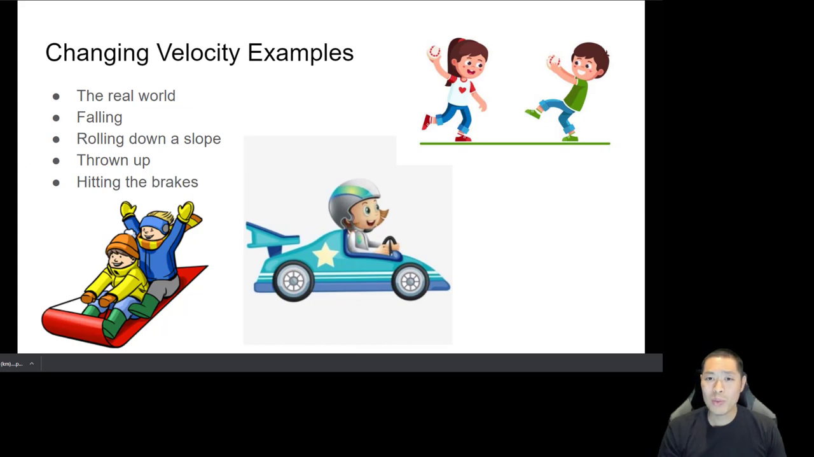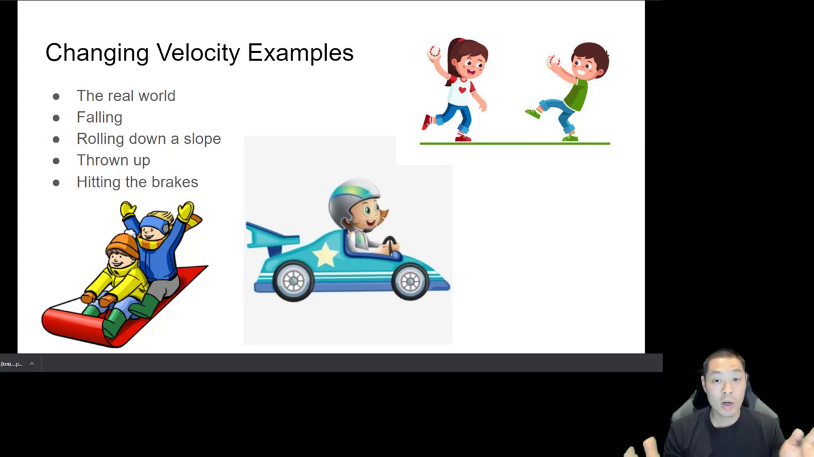But like I said, in the real world, everything's changing velocity. We have an imbalance of forces. When you see something falling, that means gravity's winning. So we have acceleration of gravity. Rolling down the slope, same thing, gravity's winning. When you're throwing something up, even though it's going up, you're going to have gravity pulling it back down. When you're driving in a horizontal direction and you push on the brakes, your brakes are slowing down the car. When you hit the gas, your engine is pushing the car forward. So these are examples of changing velocity.